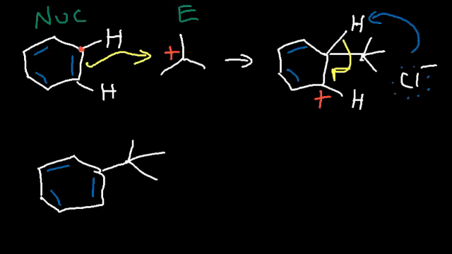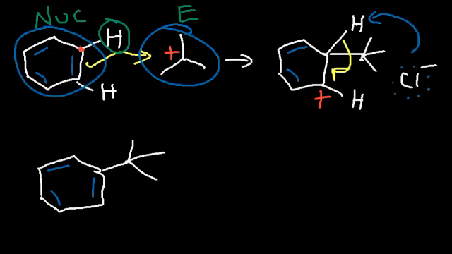So this type of reaction is known as an electrophilic aromatic substitution reaction. We've replaced the hydrogen with an electrophile. So that's why it's called an electrophilic substitution reaction. And this reaction is associated with aromatic rings. So that's the meaning of the term electrophilic aromatic substitution reaction.